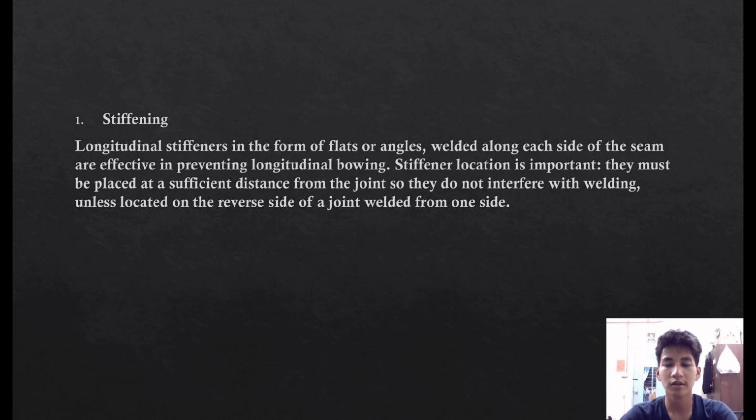The third one is stiffening. Longitudinal stiffeners in the form of flats or angles welded along each side of the seam are effective in preventing longitudinal bowing. Stiffener location is important as they must be placed at a sufficient distance from the joints so they do not interfere with welding, unless located on the reverse side of a joint welded from one side.